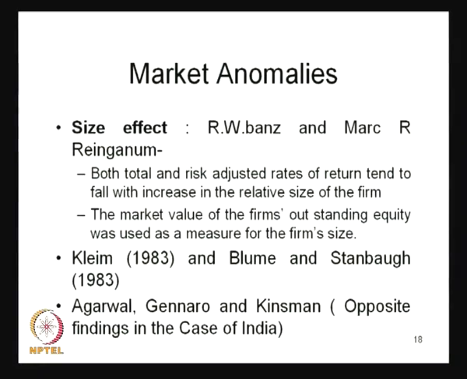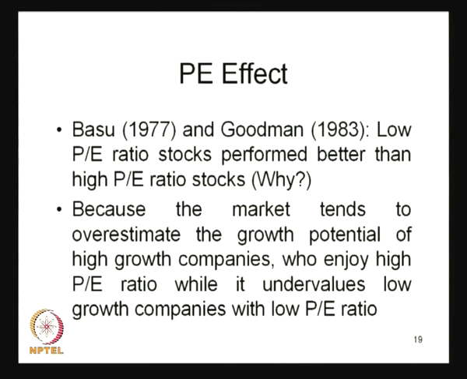The same study was also done by Klem and Bloom, and in the context of India we found opposite findings, in a study by Agrawal and Kinsman. They found that large size stocks perform better in India than small size stocks, maybe because of a greater asymmetric information problem. Another effect identified is the PE effect, where Basu and Goodman say that low price earnings ratio stocks perform better than high price earnings ratio stocks. Why? We have already given this answer: they have a lot of growth opportunity.